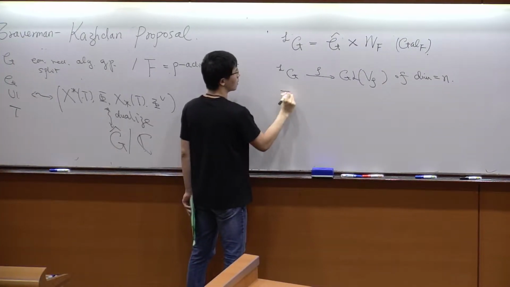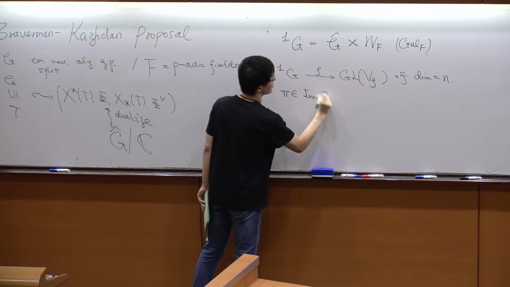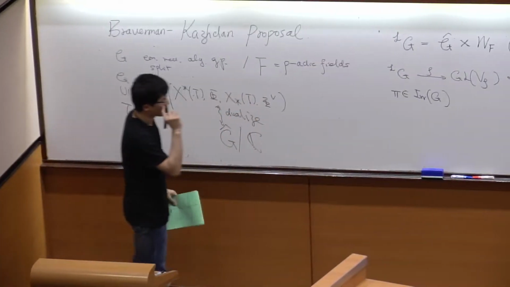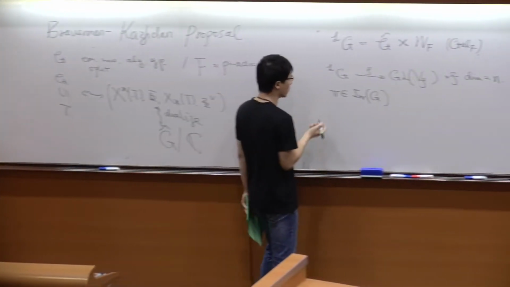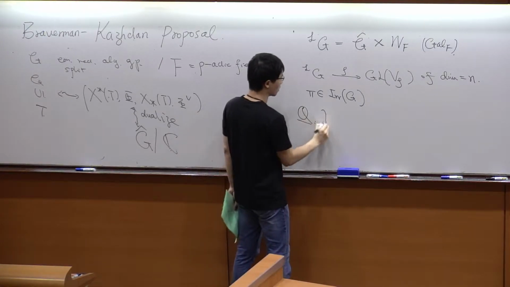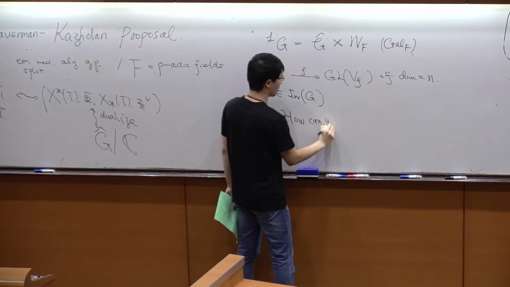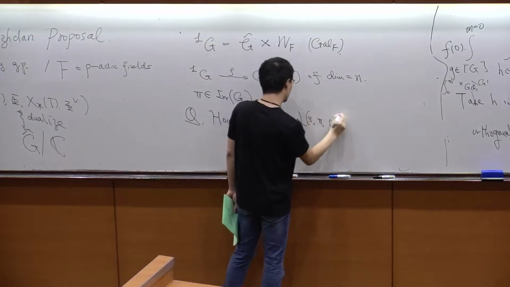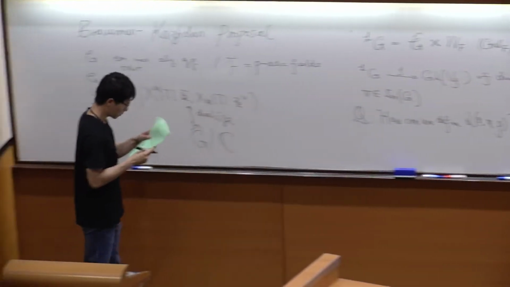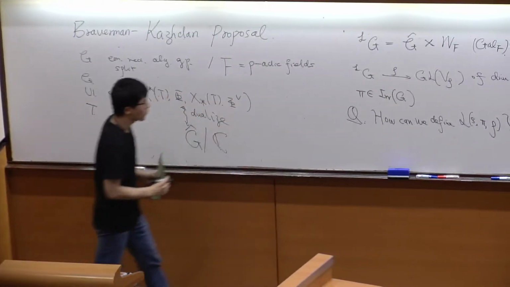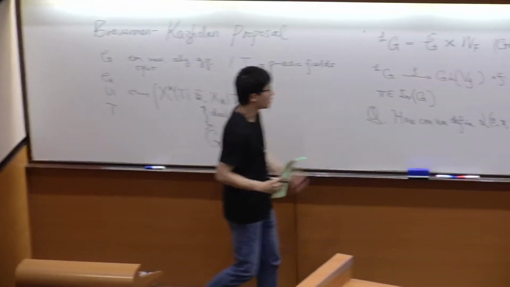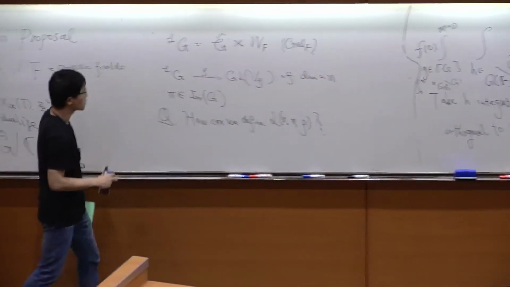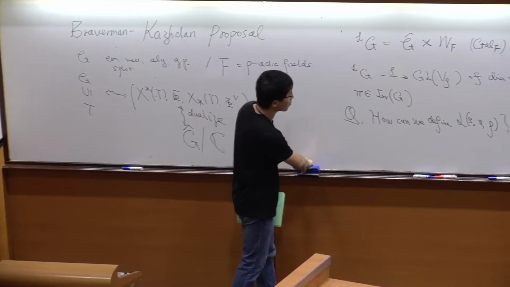Then we fix an irreducible smooth admissible representation pi of G. Then a natural question in the Langlands program is how can we define the local L factors? For instance, how can we define the local factors like L(s, pi, rho)? If the local Langlands correspondence is known for G, like the GL_n case, which is due to the work of Harris-Taylor and Henniart, then we can use the Artin L function to define the L function.